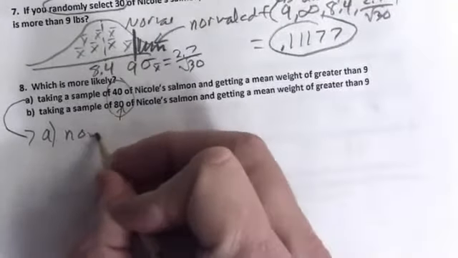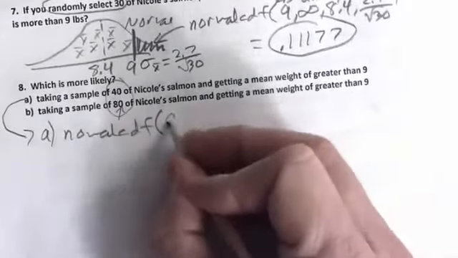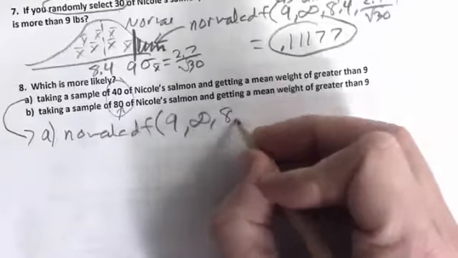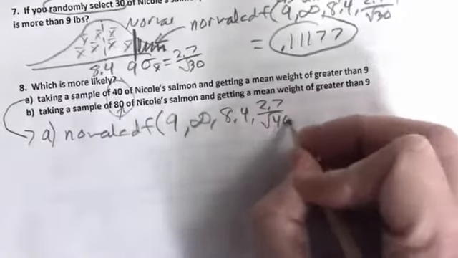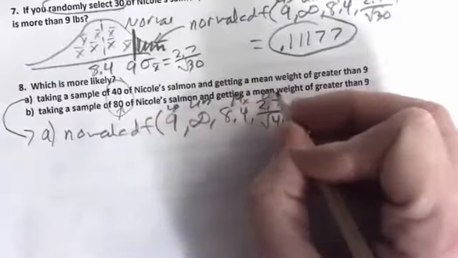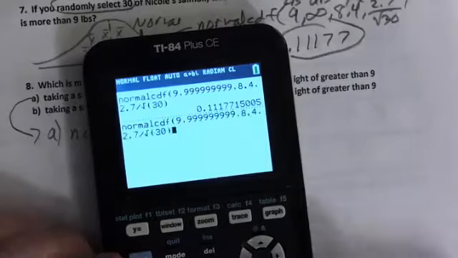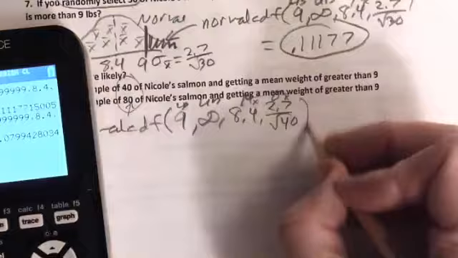So we would say normal CDF. The sample size is 40, greater than 9, so it'd be 9 to infinity, and the mean is still the same, 8.4, and then this would be 2.7 divided by the square root of 40: lower bound, upper bound, mu, sigma. Okay, so let's see what we get. I'll just go ahead and change this to 40. And so we would get 0.07994.